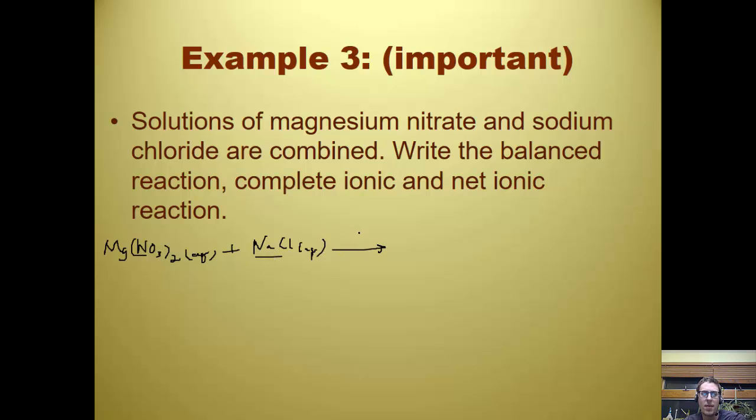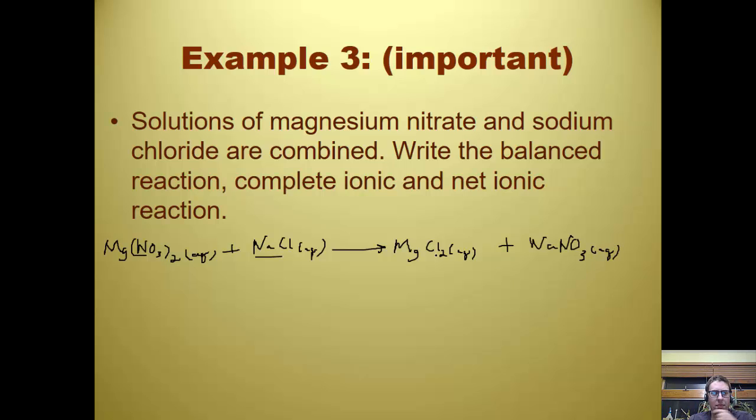It's group 1A. So now let's switch. We've got MgCl2. This is aqueous. Well, let's see. And then NaNO3. Okay, aqueous.